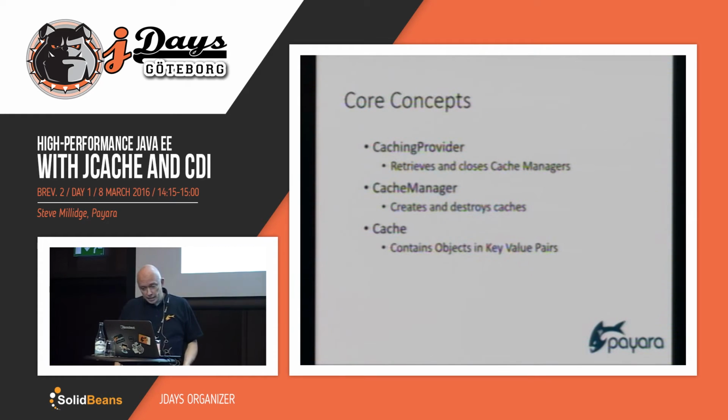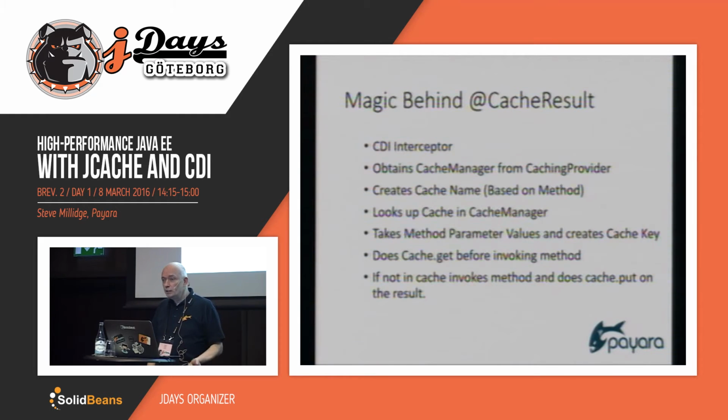So, like I've just said, what cache result did, when we went into that code and just added cache result onto our method definition, was a CDI interceptor. An interceptor basically, before it invokes your method, will invoke the interceptor, and the interceptor gets a chance to do stuff. Okay, and what our interceptor does is it gets a caching manager from the caching provider.